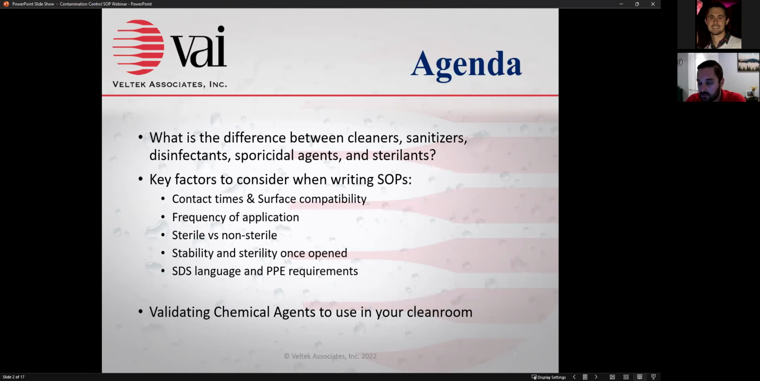If you would like, feel free to shoot over a question if there's something that's not covered that you want to talk more about. Lastly, I'll touch very briefly on the validation of chemical agents inside of a clean room. There are some other requirements that a GMP facility does to help validate their cleaners, and knowing what's going on in the market in that regard helps you select those things as well.